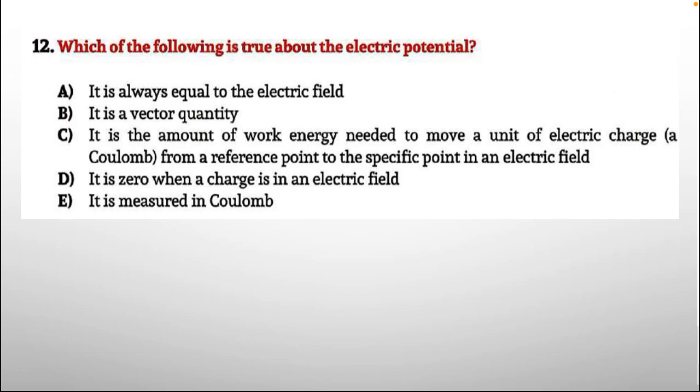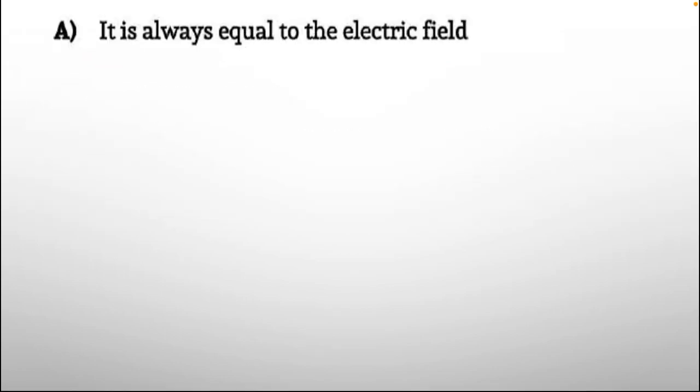C, it is the amount of work energy needed to move a unit of electric charge, a coulomb, from a reference point to the specific point in an electric field. D, it is zero when a charge is in an electric field. E, it is measured in coulomb. So we are going to interpret every statement one by one. A, it is always equal to the electric field.